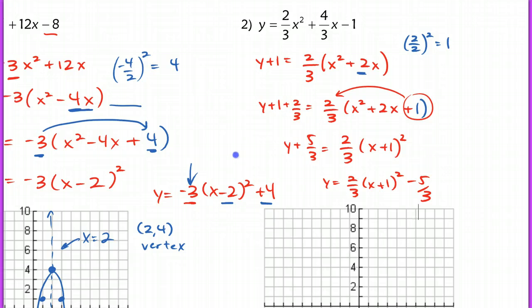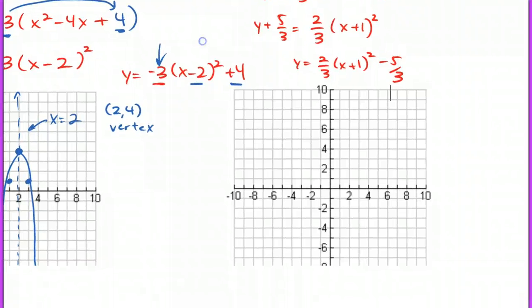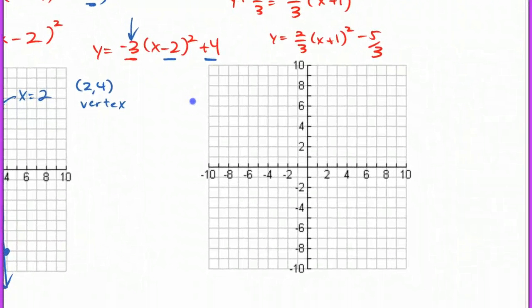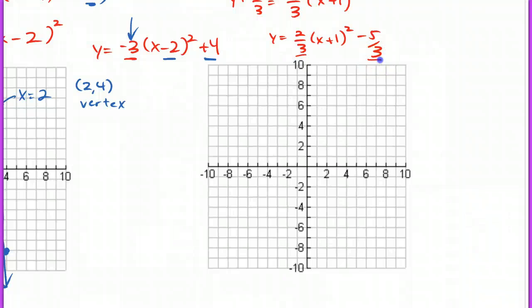Alright, to graph this, it's going to be a little bit goofy because I have such weird coordinates, with the stretch being 2/3 and negative 5/3 as our y coordinate for the vertex, but we'll try it anyways. So we're going to go to (negative 1, negative 5/3). Okay, so (negative 1, negative 5/3) places it about right here. I know that this function should open up because this is a positive number, and it's also going to be wider than our mother function.